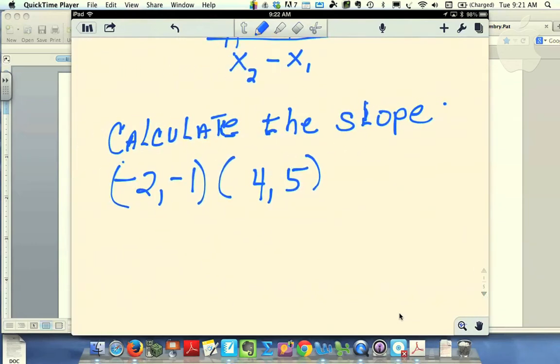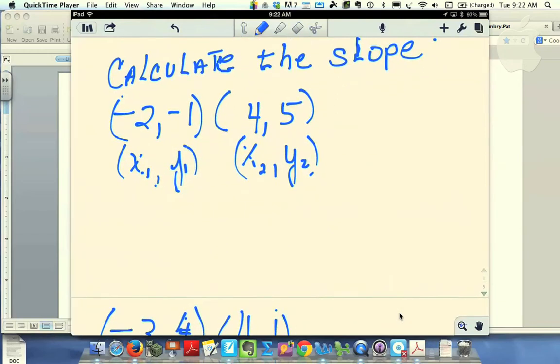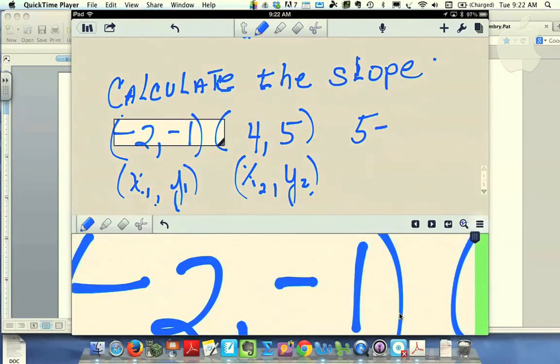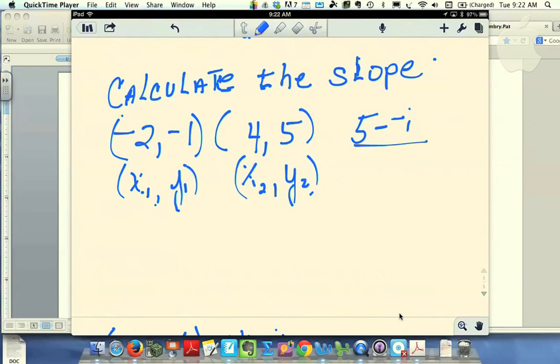Given the 2 points, (-2, -1) and (4, 5), to calculate the slope, I will call the first point x sub 1, y sub 1, and the second point x sub 2, y sub 2. So when I use my formula, I will subtract the two y's first. Y sub 2, 5, minus a -1, divided by 4 minus a -2.